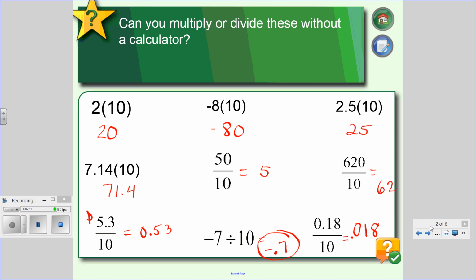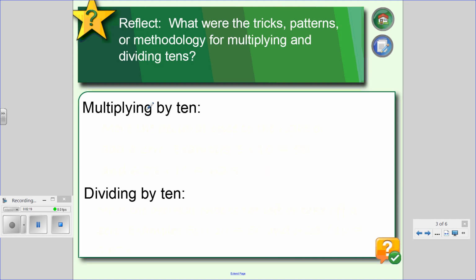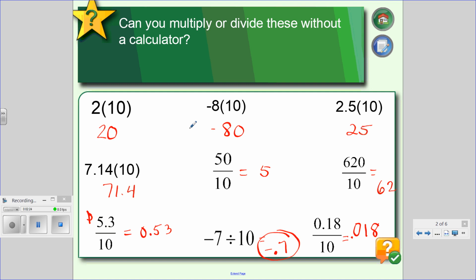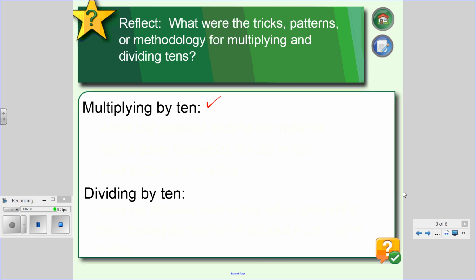So on the next slide, I want you to stop and reflect. If these are your answers, what are some of the tricks for multiplying by 10? The first 5 were all multiplying ones, and the second 5 were all dividing ones. So what are some of the tricks for multiplying by 10 that you saw, the ways that you think about doing it mentally, and what are some of the tricks for dividing by 10? Go ahead, pause the video and reflect, and let's see if we have similar conclusions.